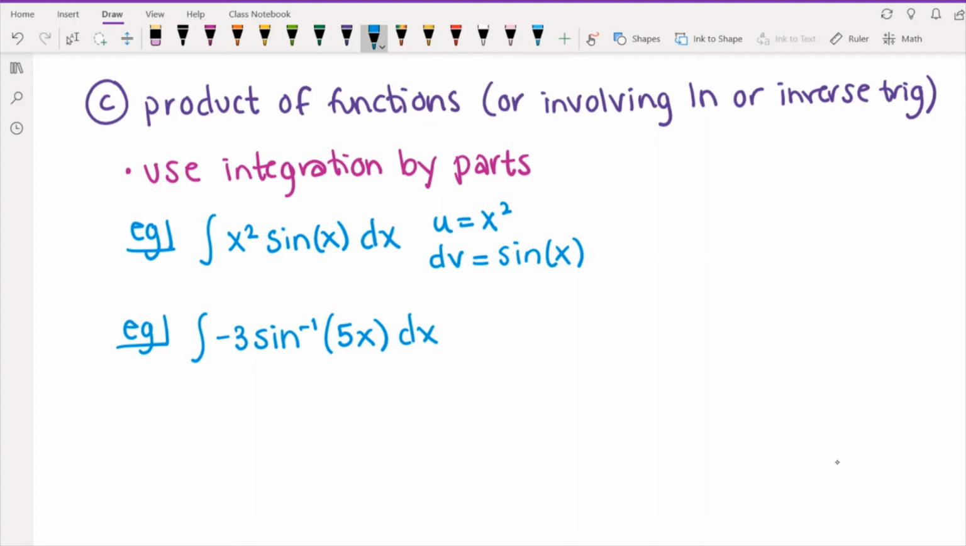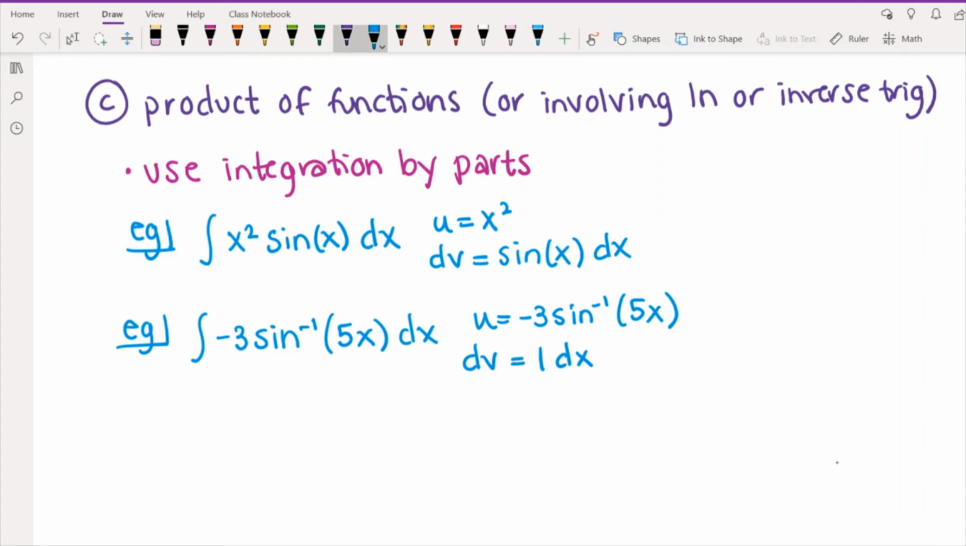So what would you do in this case? Well, you would let u equal -3 times inverse sine of 5x, or maybe you would pull out that -3, and then you would let dv equal 1 dx. Sometimes, remember, you take your whole integrand and set that equal to u if you know how to take its derivative, and then just let dv equal 1, because the antiderivative of that will be x.